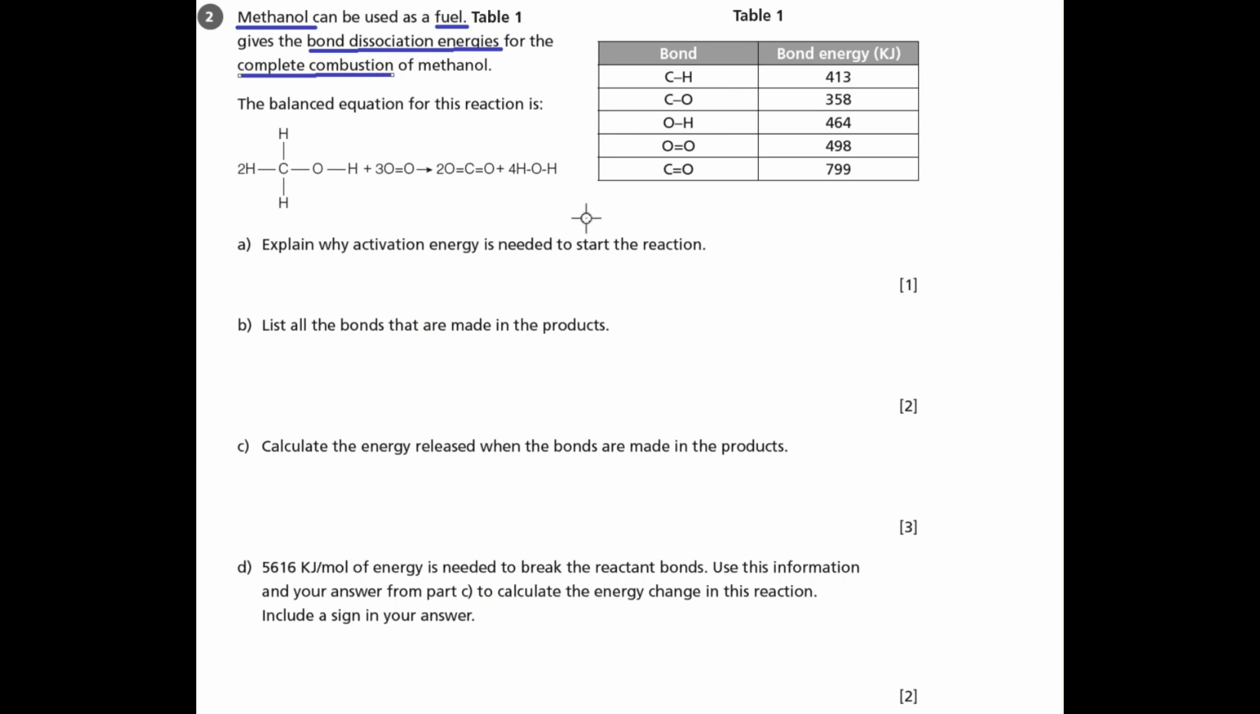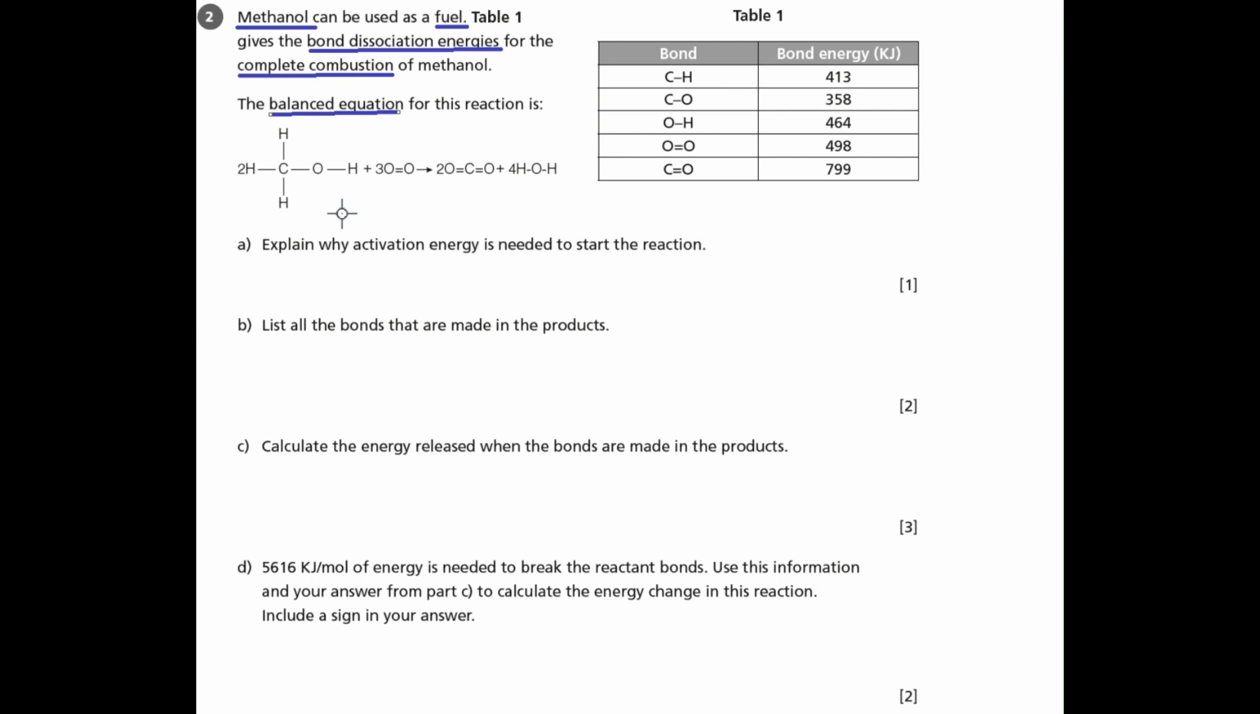Now, complete combustion is when you have excess, too much oxygen. And combustion is just the science word for burning, a type of oxidation reaction. Now, we're given the balanced equation, and that's given to us here. Hopefully you can see that this isn't the molecular formula. We've been given the displayed formula, so we can see every atom and every bond, and that will make the bond energy calculations a little easier to do.